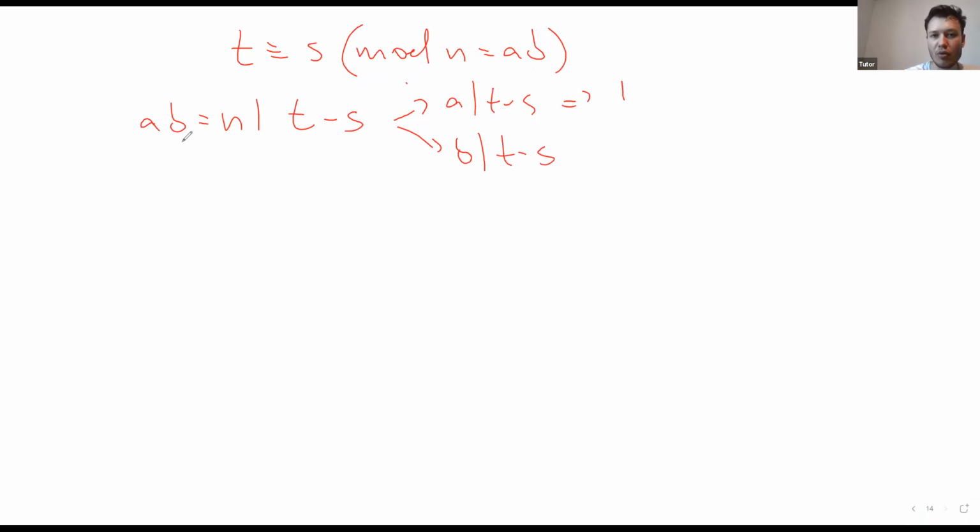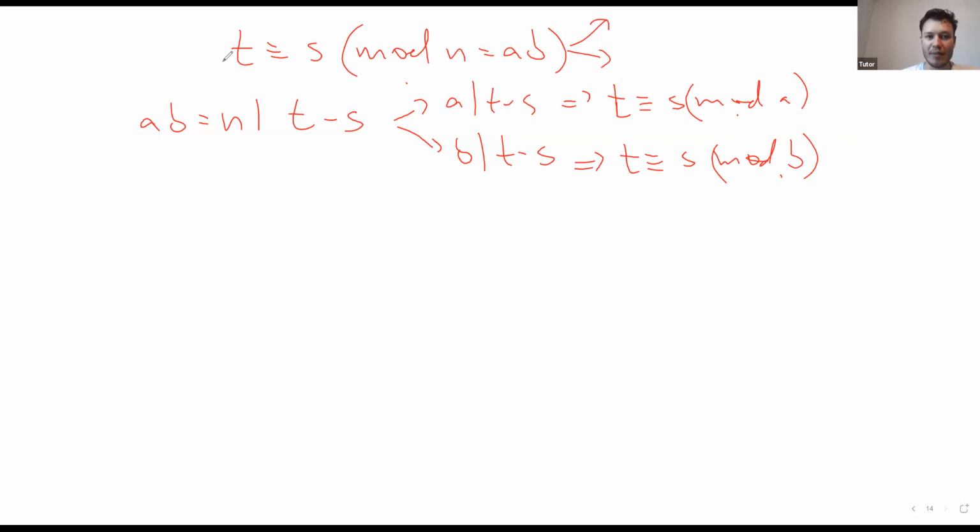So it means that t is going to be congruent with s mod a, and you also get that t is congruent with s mod b. Basically, one thing you can do is split this into two: you can write the same equation mod a and the same equation mod b. So if t is congruent with s mod the product, then t is congruent with s mod a and with s mod b, right?